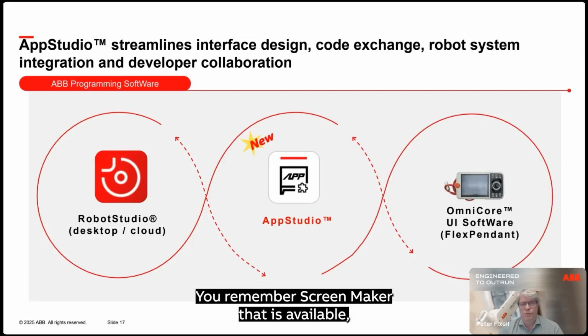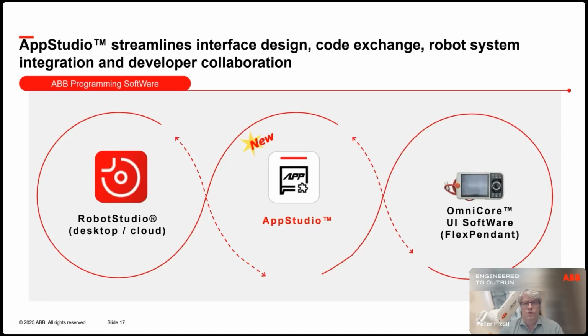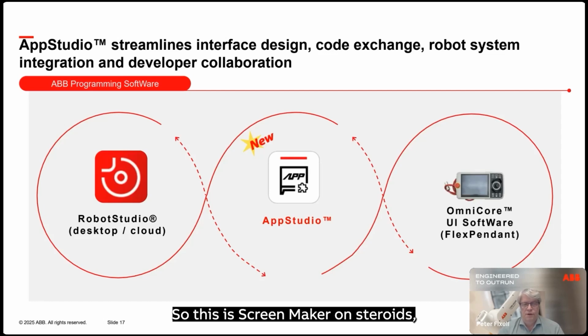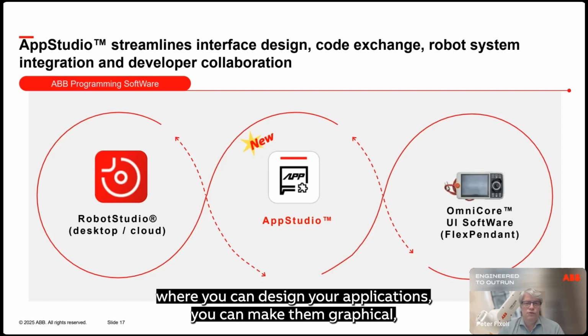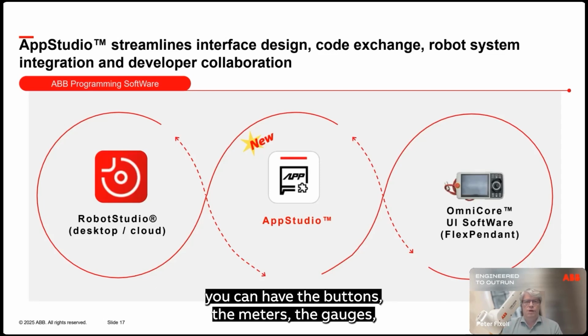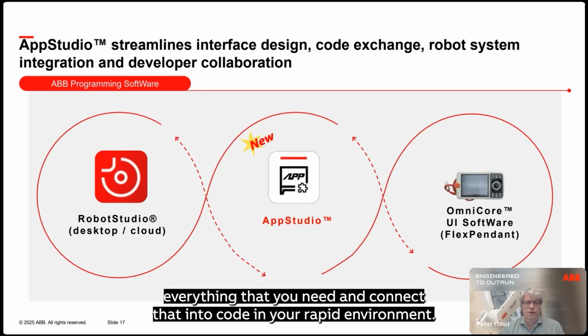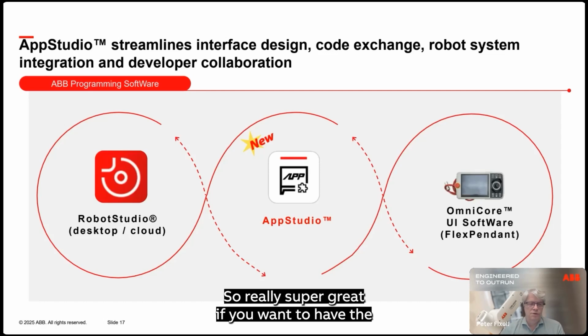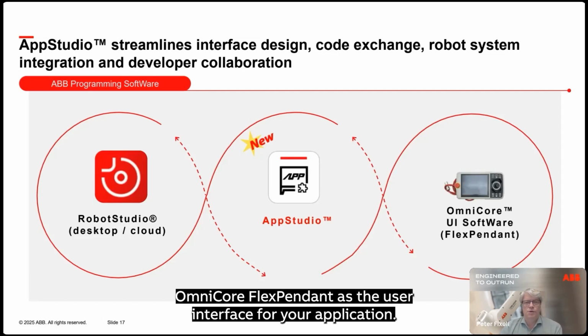You remember Screen Maker that is available on RC5. So this is Screen Maker on steroids, designed for the OmniCore environment, where you can design your applications, you can make them graphical, you can have the buttons and the meters and the gauges, everything that you need, and connect that into code in your RAPID environment. So really super great if you want to have the OmniCore FlexPendant as the user interface for your application.